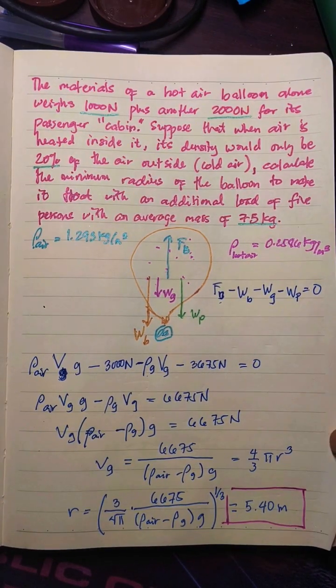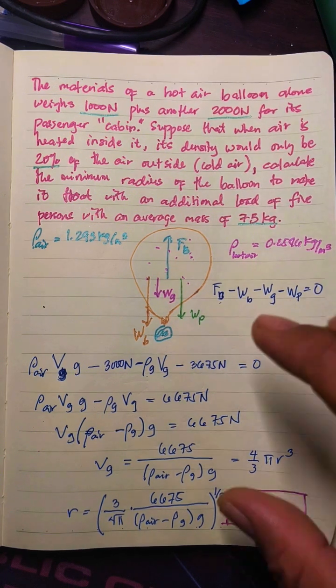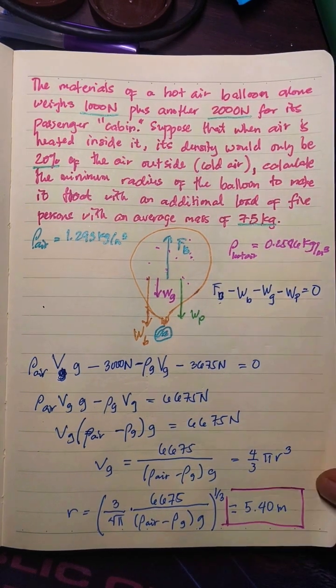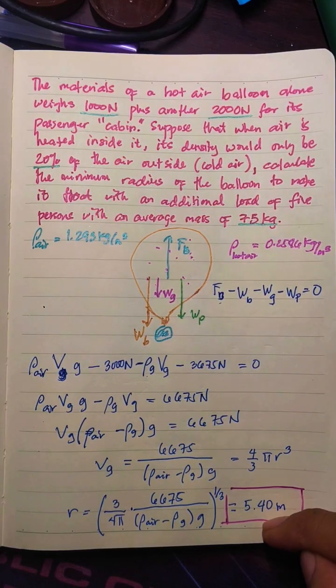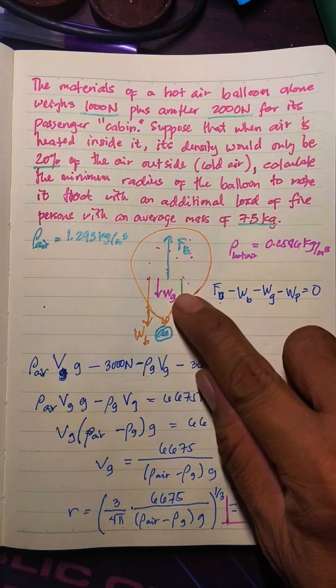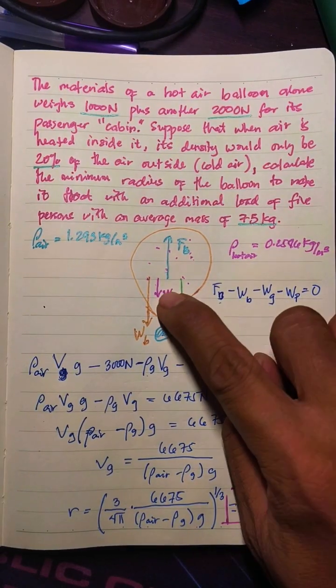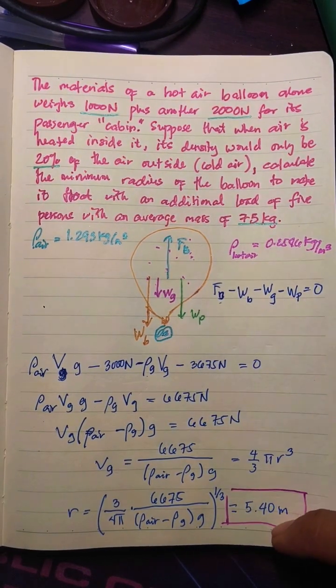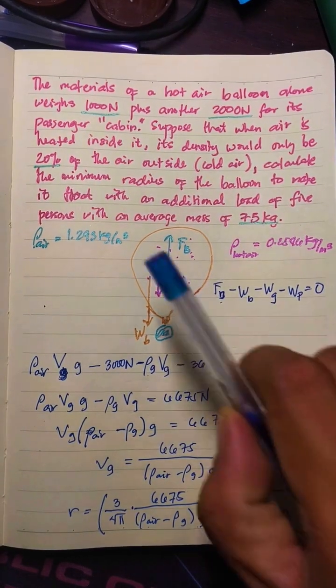This is actually not a complicated problem, but you need to analyze it in order to understand it. That would mean that this is the minimum in order for you to float. Let's analyze this much further. In order for this to go up, because when you reach this radius, the hot air balloon will just stay put.